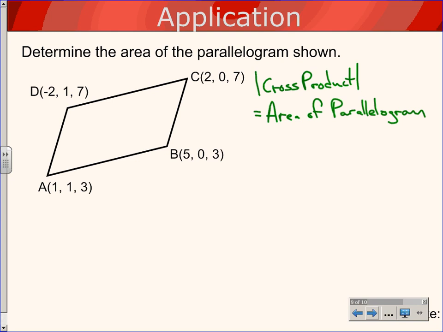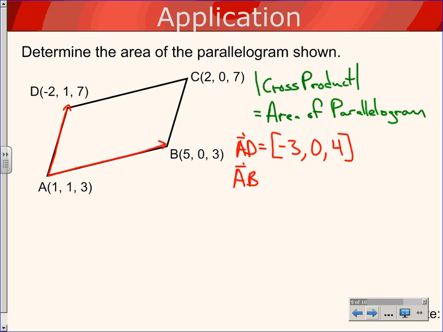What we need are 2 vectors. So I think these are probably the easiest two. Vector AD and vector AB. Notice they're tail to tail, right? That was important. We need them to be tail to tail in order for this to work. So if I consider those two, vector AD, so going from A to D, to go from 1 to -2, I subtracted 3. 1 to 1, I did nothing. 3 up to 7, I added 4. So there's vector AD.